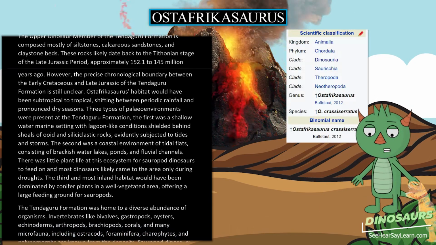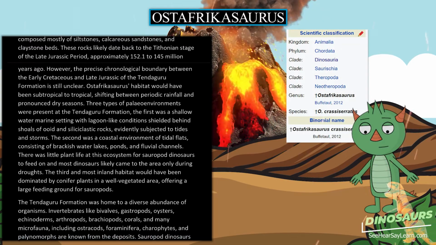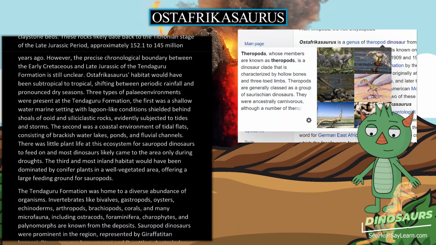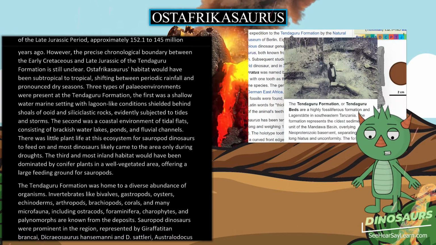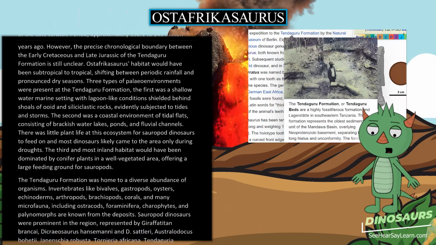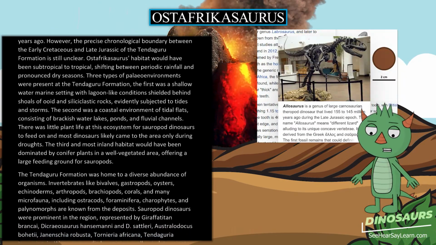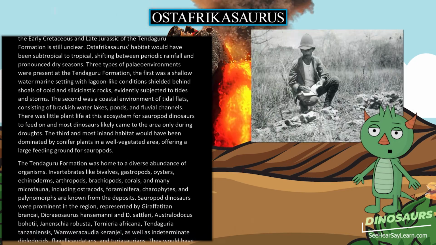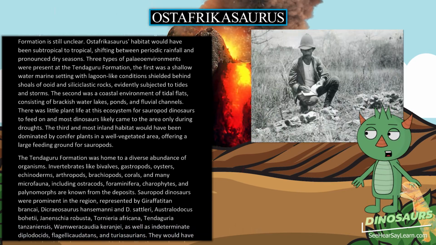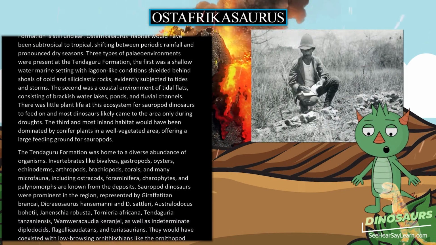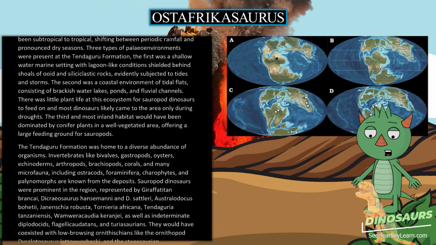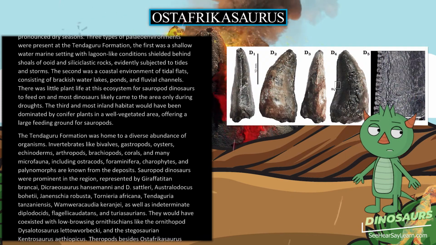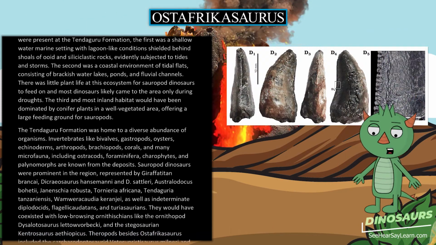The third and most inland habitat would have been dominated by conifer plants in a well-vegetated area, offering a large feeding ground for sauropods. The Tendaguru Formation was home to a diverse abundance of organisms. Invertebrates like bivalves, gastropods, oysters, echinoderms, arthropods, brachiopods, corals, and many microfauna, including ostracods, foraminifera, charophytes, and palynomorphs are known from the deposits. Sauropod dinosaurs were prominent in the region, represented by Giraffatitan brancai, Dicraeosaurus hansemanni and D.